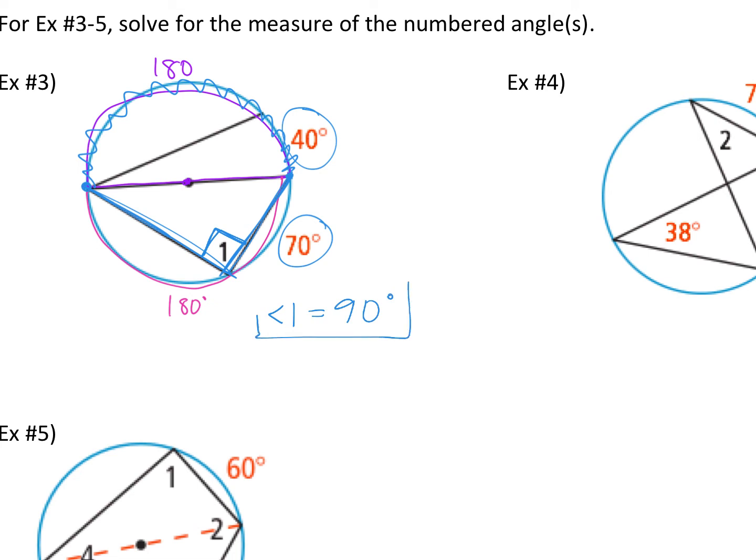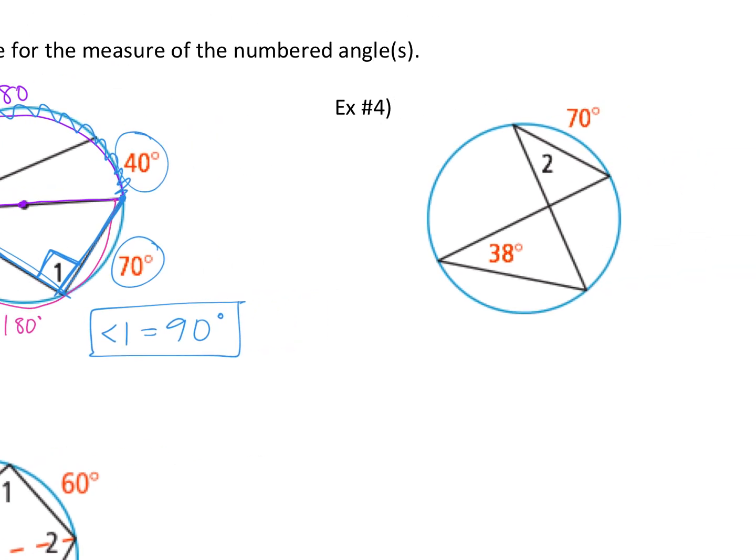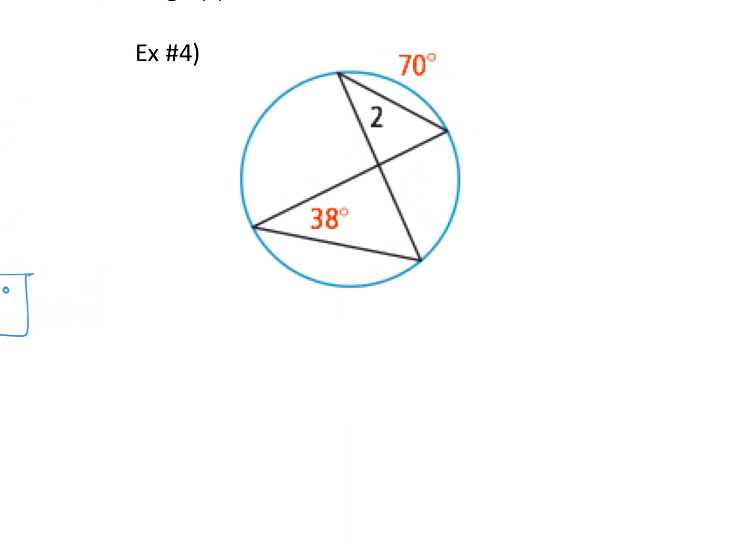Okay? Questions on that? All right, look at example 4. What do you see? You see anything that's helpful? This one's a little tricky because there's a lot of extra lines. Okay, we don't know if there's a diameter because they don't give you the center. If it's a diameter, they'll give you a point as the center. So it looks like a diameter, but we don't know it for sure.